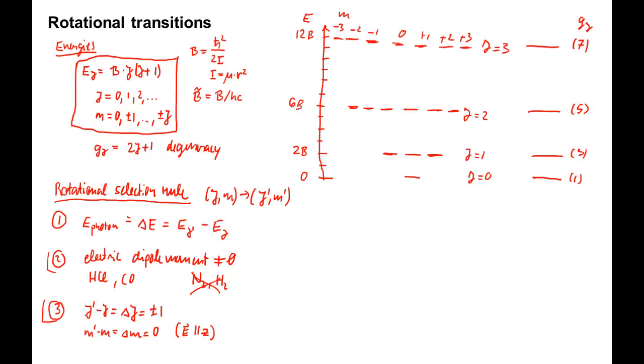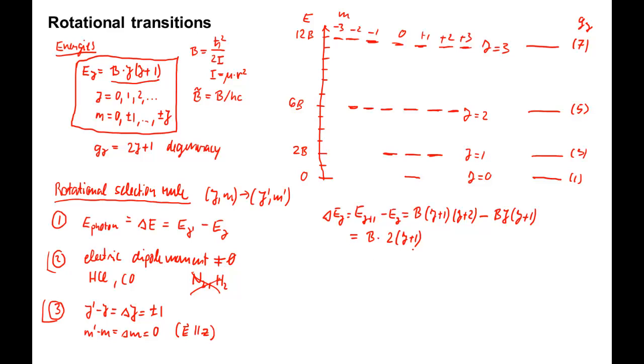Now let's compute the transition energy for going from J to J plus 1. Delta E_J equals E of J plus 1 minus E of J, which equals, according to the energy expression, B times (J plus 1) times (J plus 2) minus B times J times (J plus 1), which simplifies to B times 2 times (J plus 1). Whenever a photon matches this energy for any J, it is absorbed.